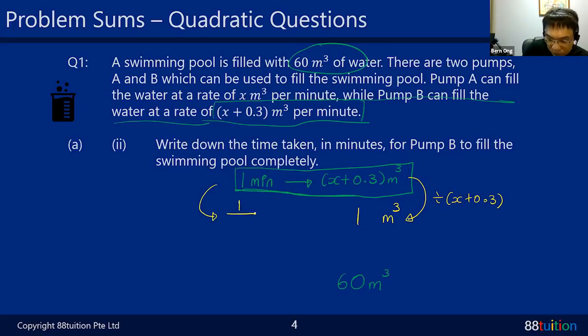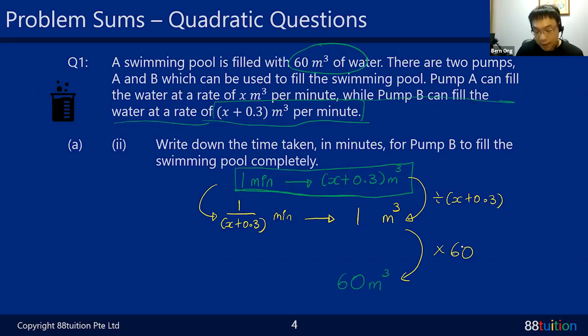So 1 divided by x plus 0.3. Can you see? The 1 minute is the 1, right? So 1 over x plus 0.3, this is the minutes. It represents your 1 cubic meter. But that's not what the question wants. Question wants a 60, right? Don't panic. Times 60.